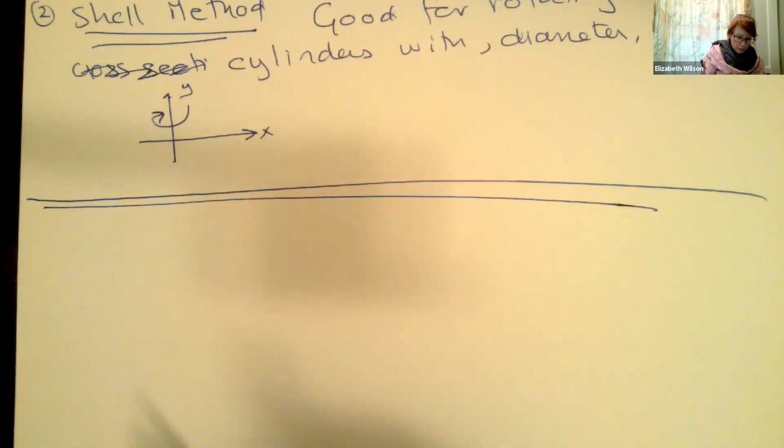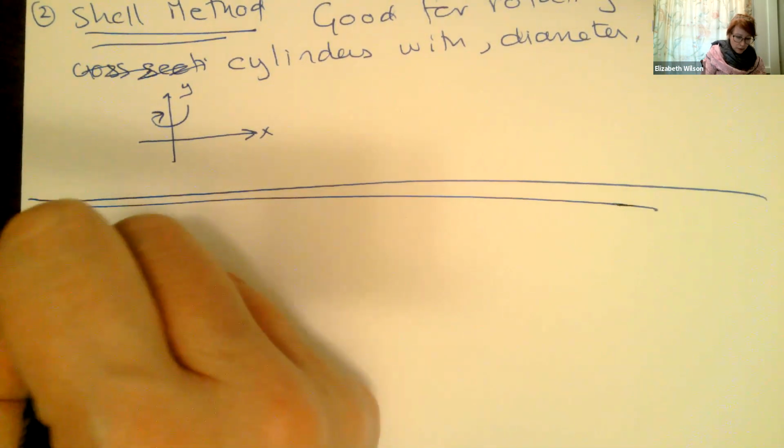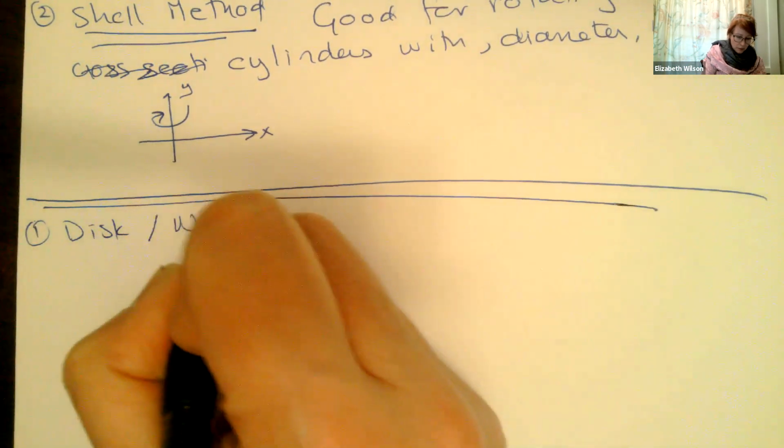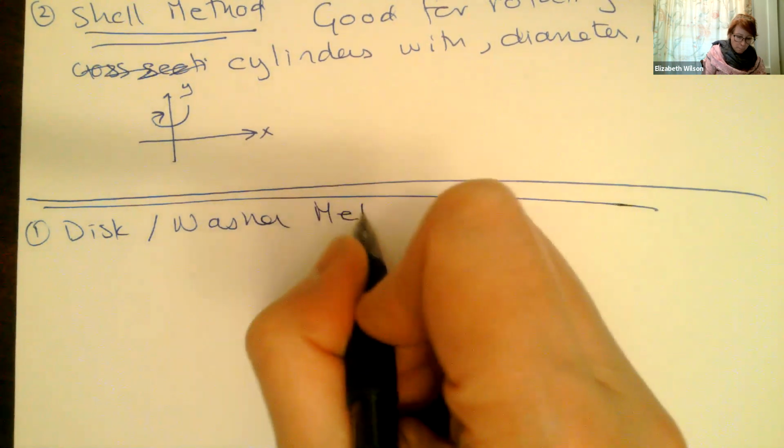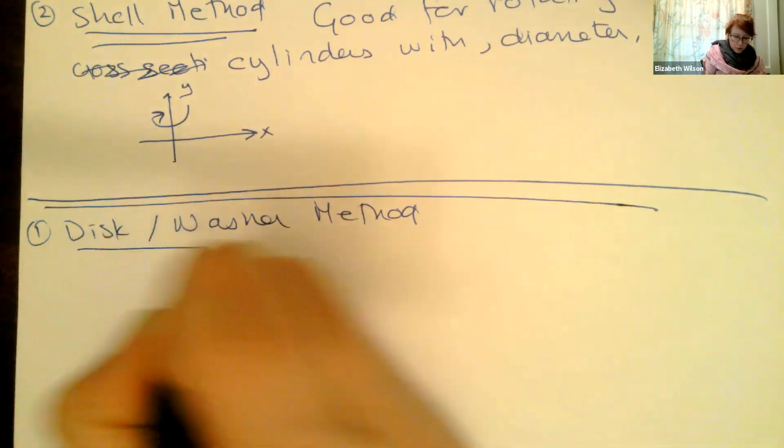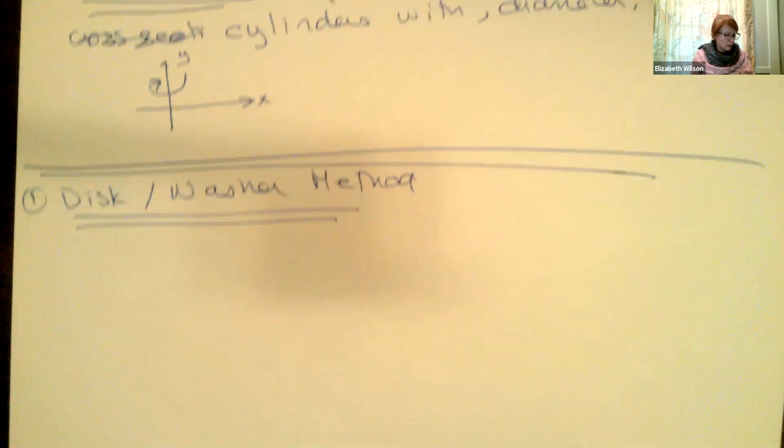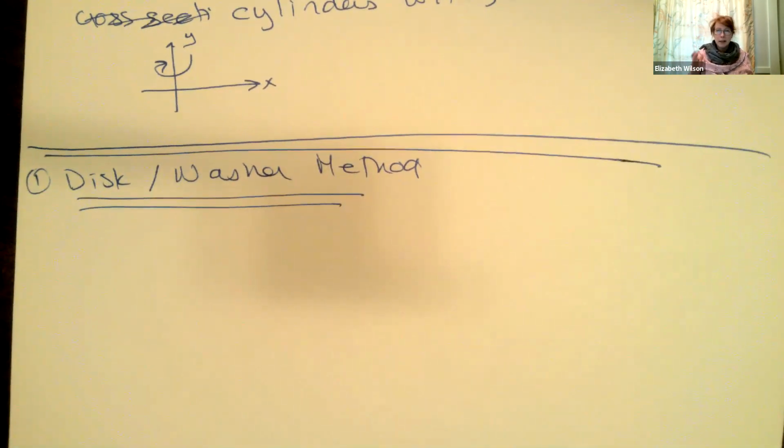So let's talk about the disk and washer method. First we're going to talk about just the disk method. You can think of a stack of pennies, all lined up, but imagine if your pennies had varying heights. The pennies have a thickness, and they have a cross-sectional area. We're going to sum up all of those areas.